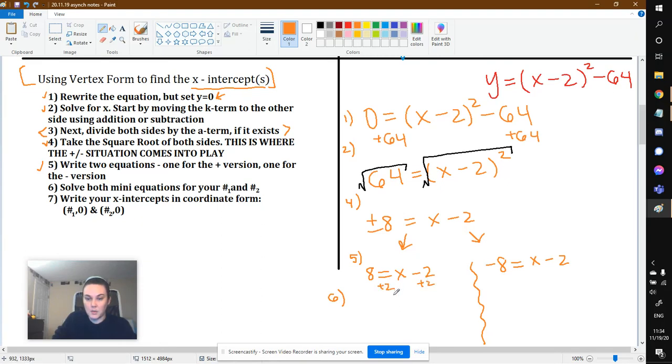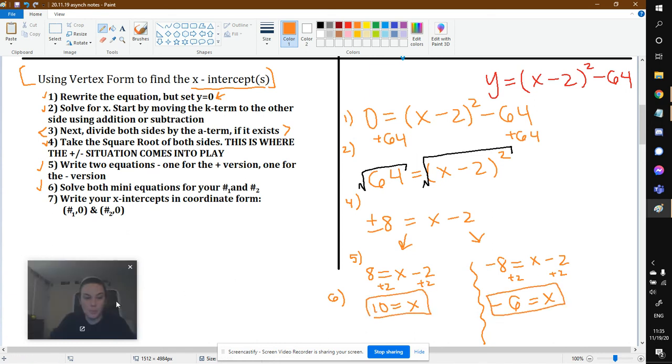Here we're going to add 2 to both sides and get that 10 equals x. Here we're going to add 2 to both sides and get that negative 6 equals x. And then these numbers are your x-intercepts.